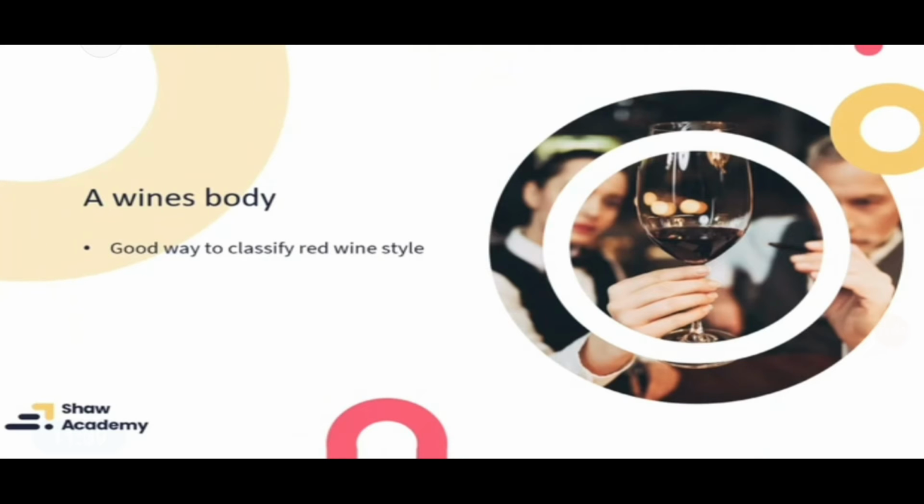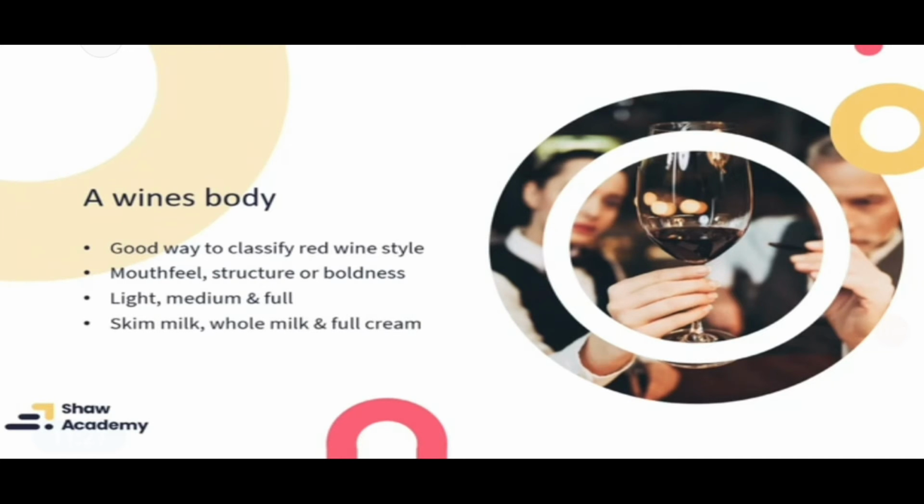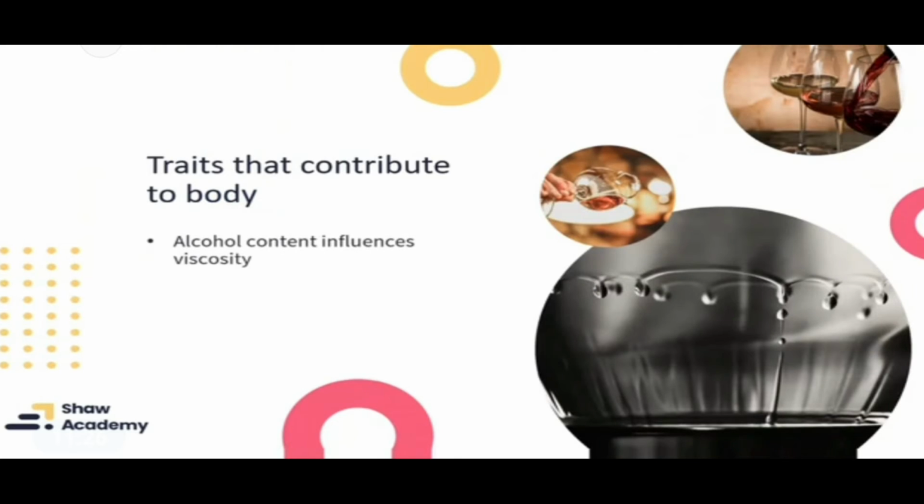A good way to classify styles of wine is by discussing a wine's body. This refers to the mouthfeel or the boldness of the wine, and it varies from light to medium to full. A good way to think about it is the difference in the feeling of your mouth between skim milk, whole milk, and full cream milk.